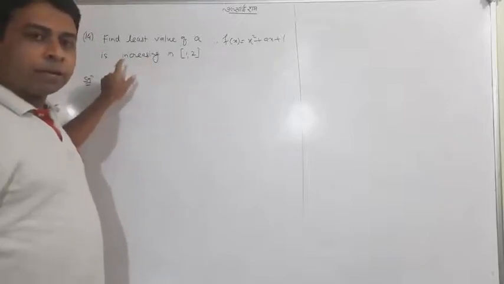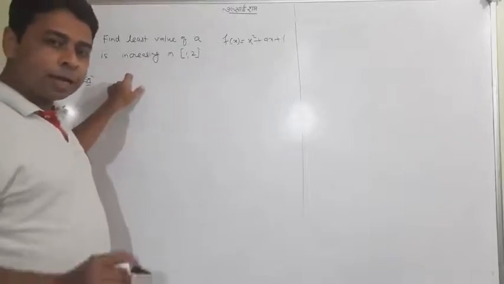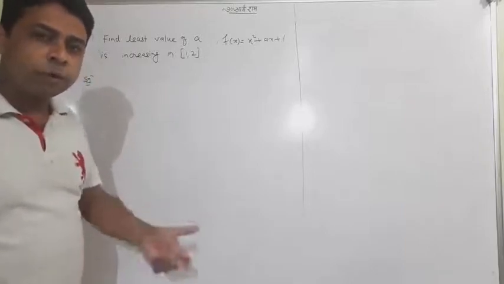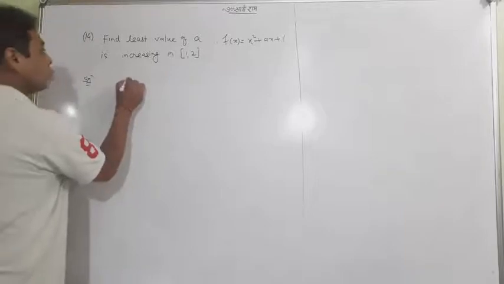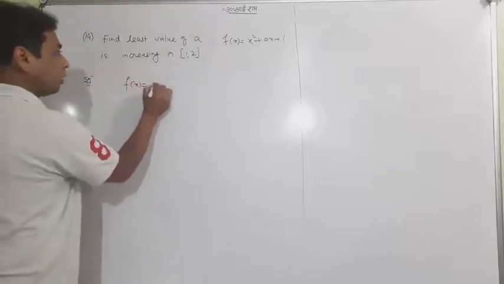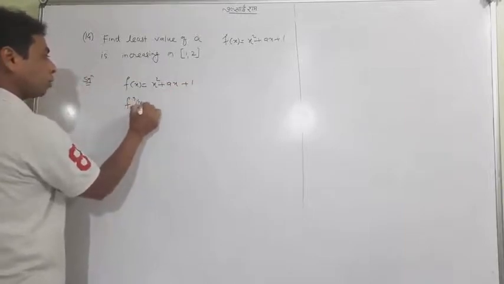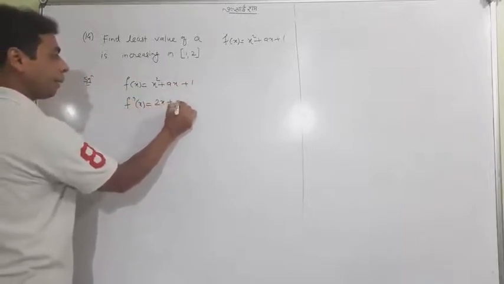Meaning we are given that the function is increasing, so we don't have to show it. We are given already that the function is increasing. So how to go through the question, I tell you. Very simple. First we'll find f dash x, which is 2x plus a.